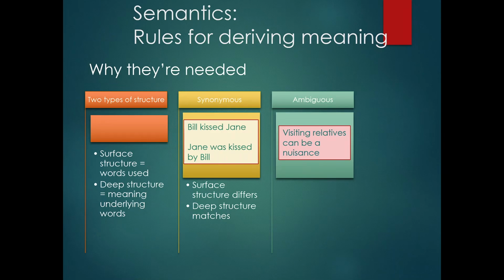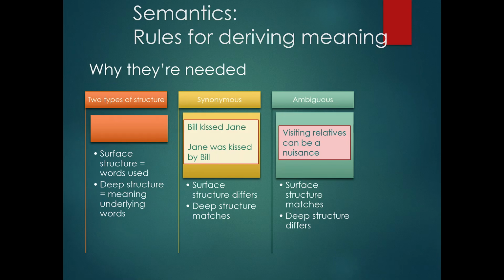It's considered ambiguous when, let's look at this phrase, visiting relatives can be a nuisance. It's considered ambiguous when the surface structure matches, like this is what I said, but it can mean more than one thing. In this particular sentence, going to visit relatives can be a nuisance. That could be what I mean. Or I could mean having relatives visit can be a nuisance. Having a surface structure that matches, but multiple interpretations, that's called ambiguous sentence structure.